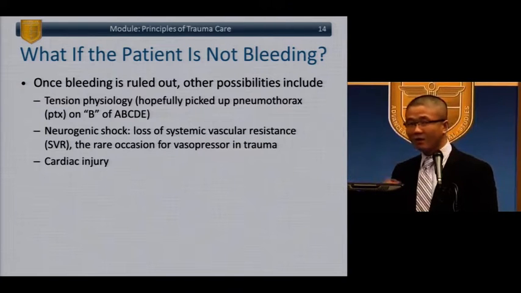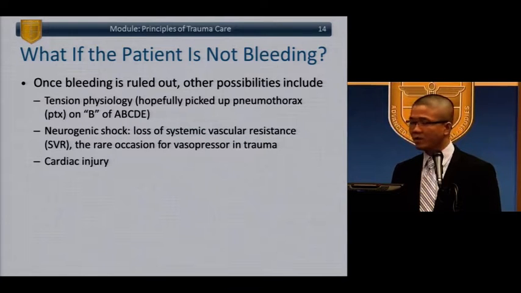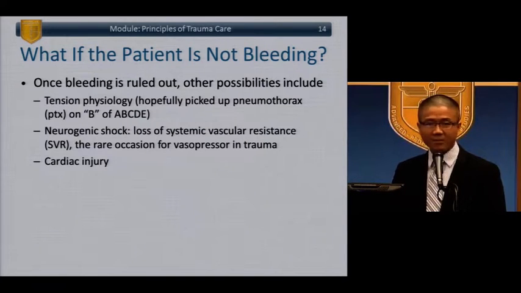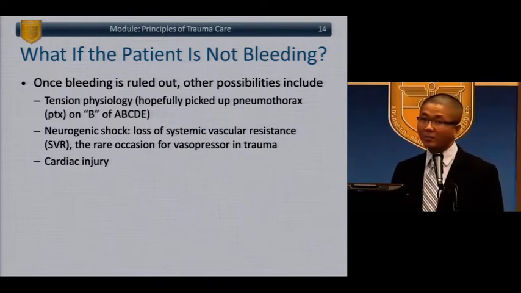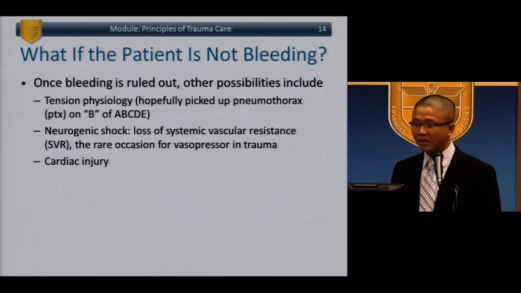And frankly, if all else fails and you still doubt whether or not there is a pneumothorax in a patient who is hemodynamically unstable, I would just assume that there's a tension physiology developing and put a chest tube in. Okay? Neurogenic shock is something else to think about.